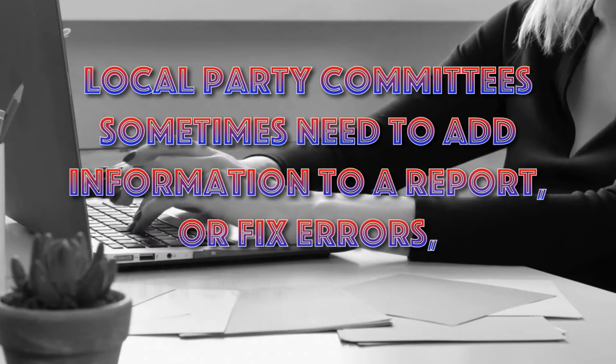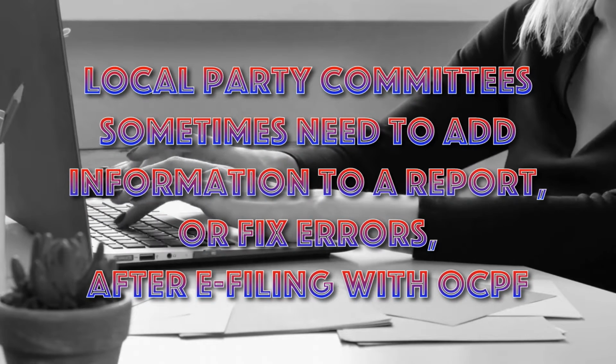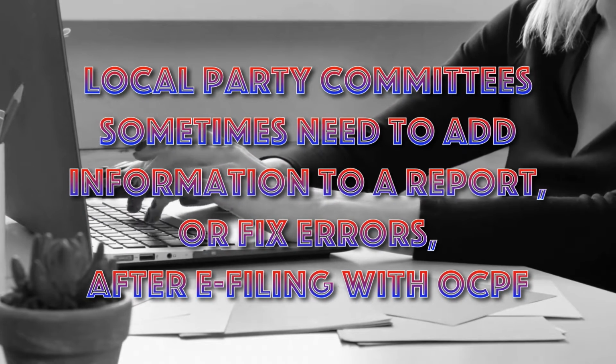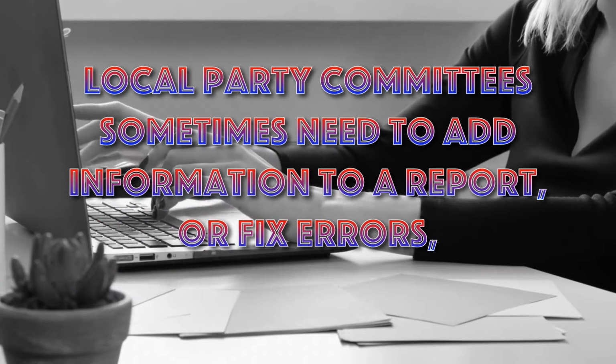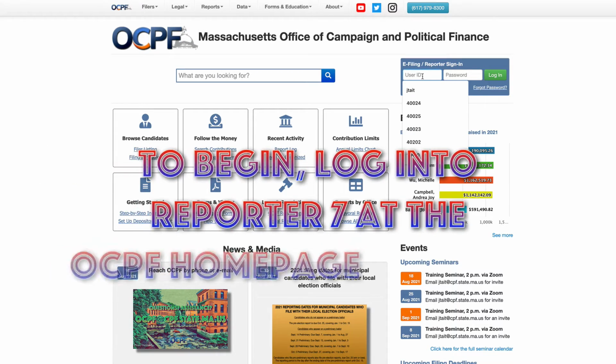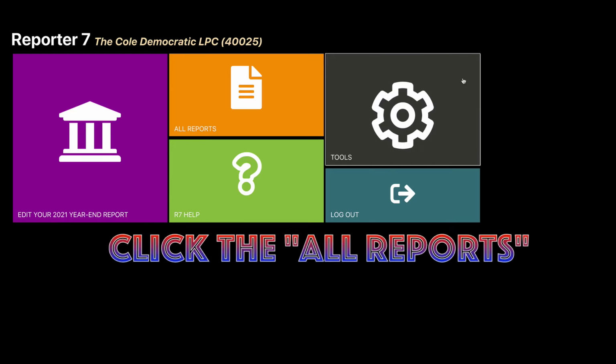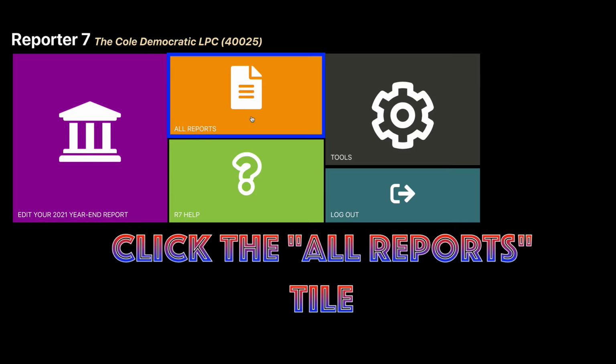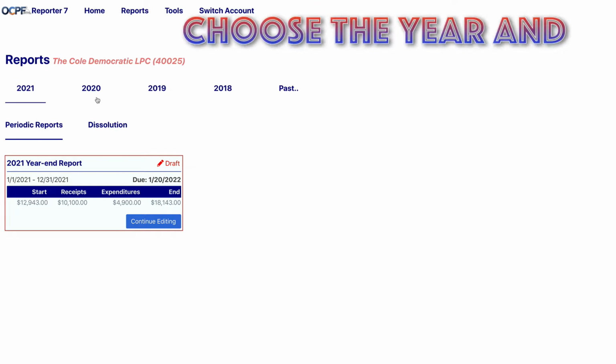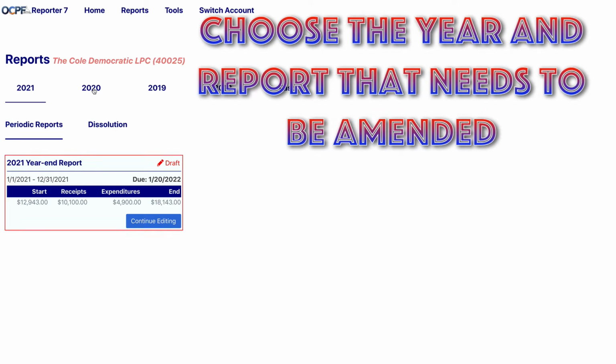Local party committees sometimes need to add information to a report or fix errors after e-filing with OCPF. To begin, log into Reporter 7 at the OCPF homepage. Click the All Reports tile. Choose the year and report that needs to be amended.